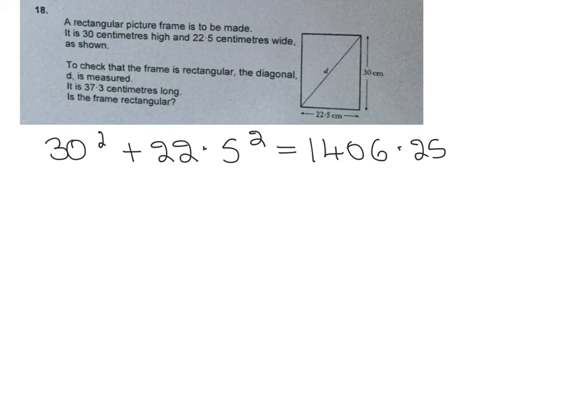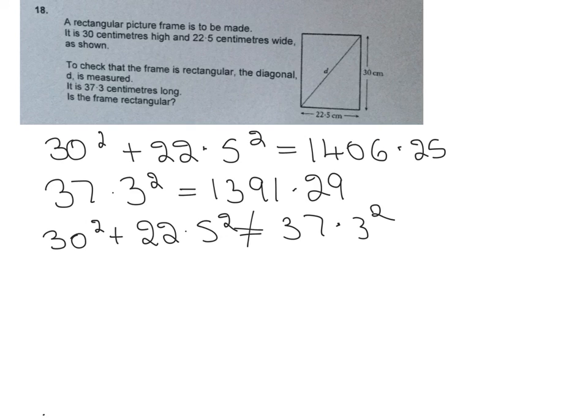So first of all, we take our two shorter sides, we square them and we add them. Our answer is 1406.25. Next, we take the longest side, the diagonal as it's been measured, and square it. So 37.3 squared is equal to 1391.29. Now, as you can see, the two sums are not equal. And we write it as such. 30 squared plus 22.5 squared is not equal to, it's an equal sign with a line through it, 37.3 squared.